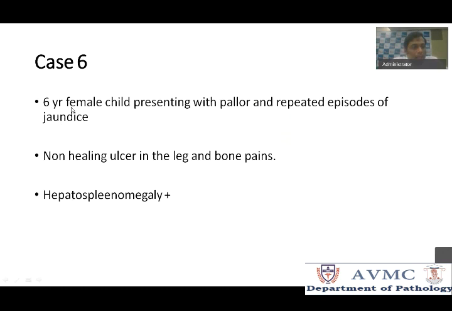So this is a 6-year-old female child who presented with pallor and repeated episodes of jaundice. Again, the classic combo is there, and a non-healing ulcer in the leg. There is an ulcer in the leg, and there are bone pains. The patient is having hepatosplenomegaly. So we are dealing with a hemolytic anemia, and this patient has an unusual finding, that is an ulcer in the leg, and he also has bone pains.